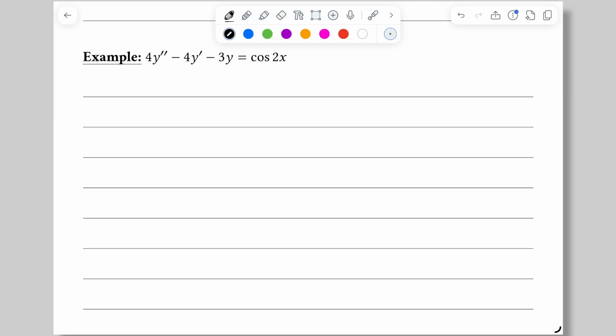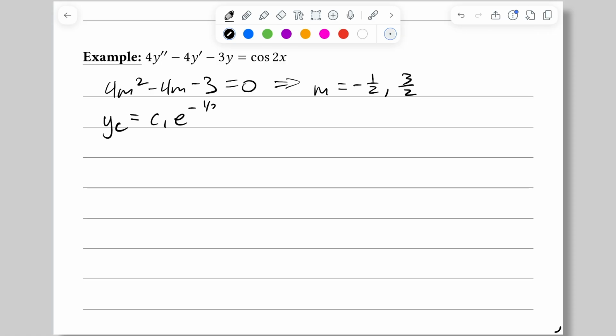First off, we've got 4y double prime minus 4y prime minus 3y equals the cosine of 2x. The auxiliary equation 4m squared minus 4m minus 3 equals 0 is going to give us that m is equal to negative 1/2 or 3/2, and so we have a complementary function y sub c is equal to c1e to the negative 1/2 x plus c2e to the 3/2 x. Let's just get that out of the way. We can see that there's no redundancy or overlap between the complementary function and the input function of cosine of 2x. Now here's the thing, folks.